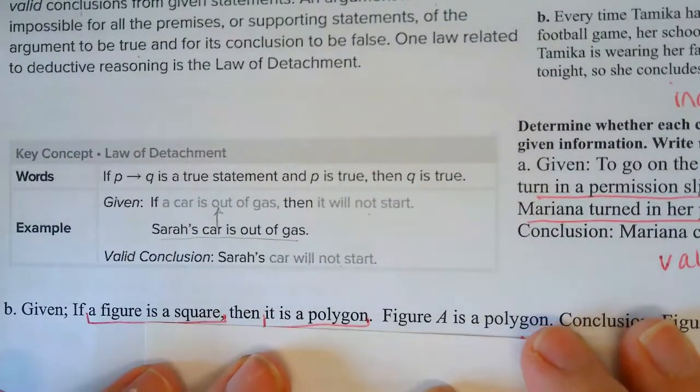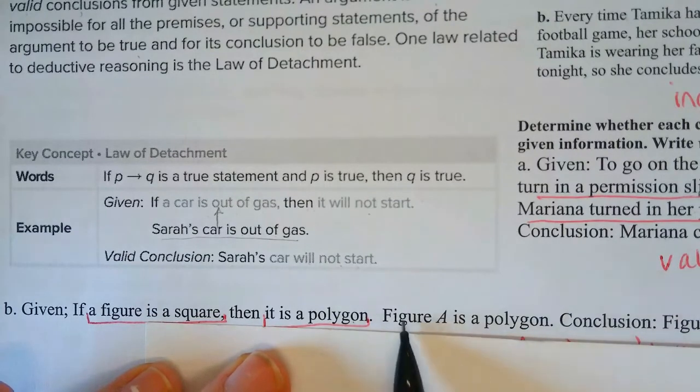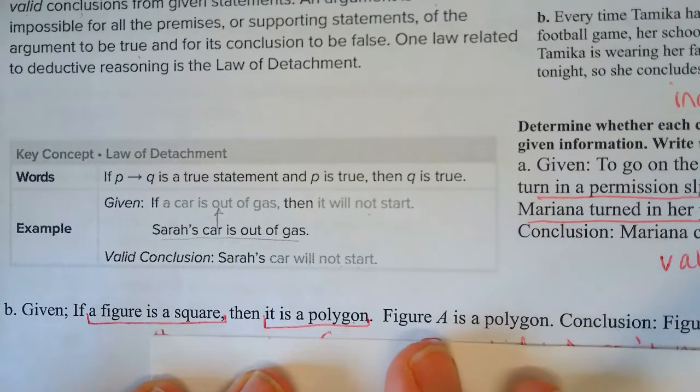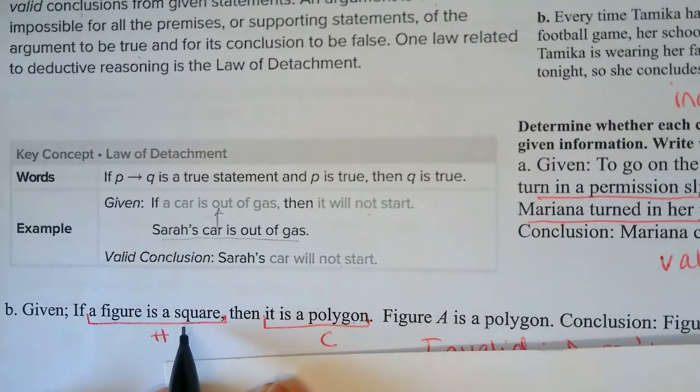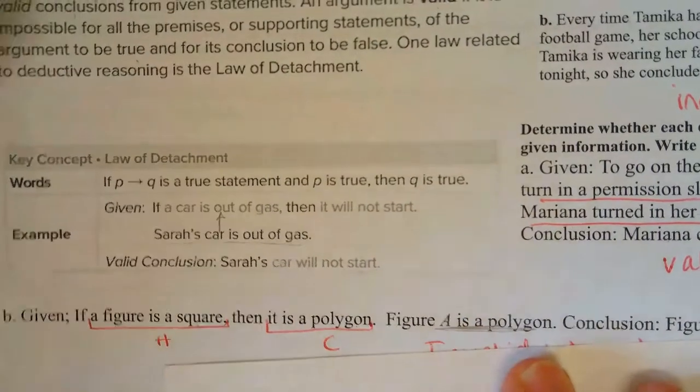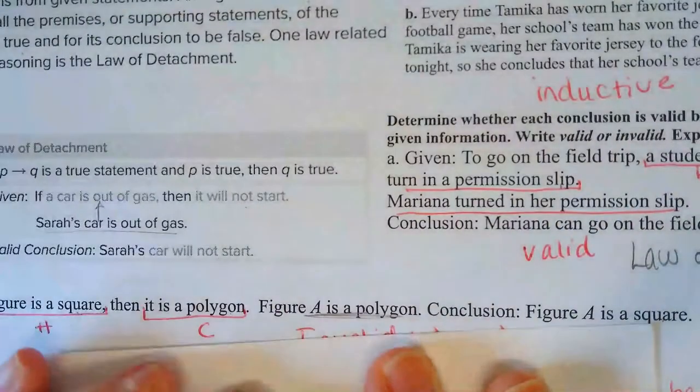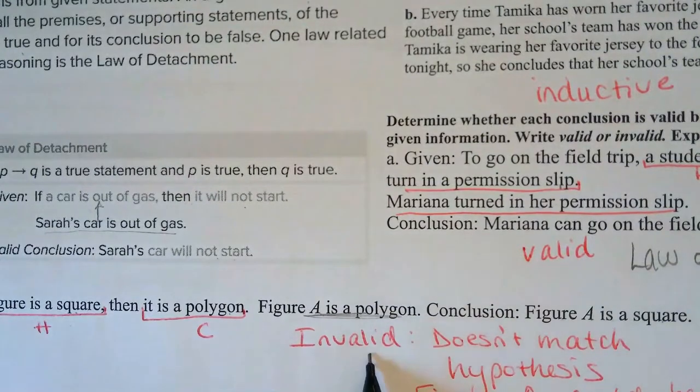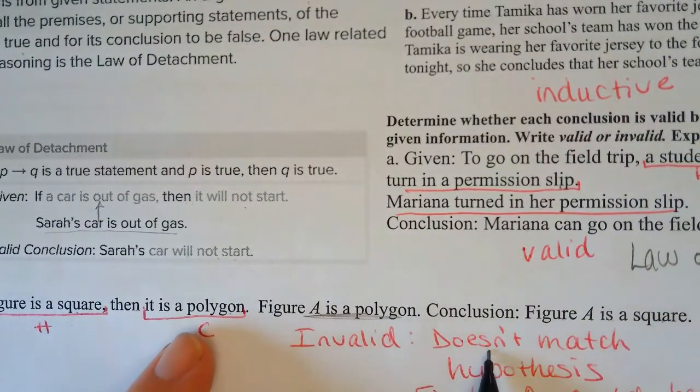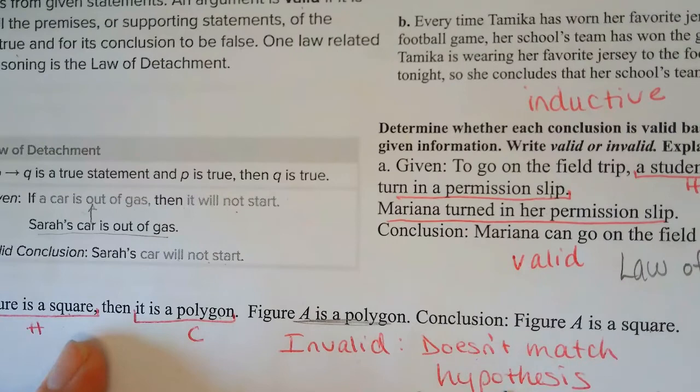If a figure is a square, then it is a polygon. Figure A is a polygon. Conclusion, figure A is a square. So identify my hypothesis and conclusion. Hypothesis, if a figure is a square. The statement does not match my hypothesis. Therefore, I cannot make a conclusion about figure A. So this would be invalid because my statement does not match my hypothesis.